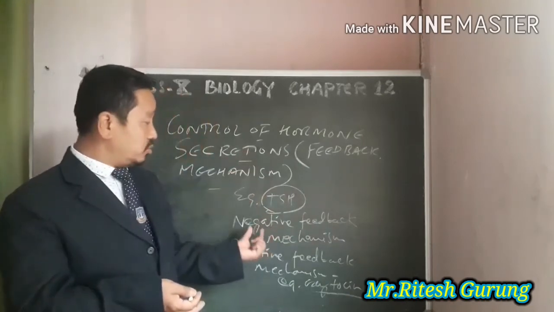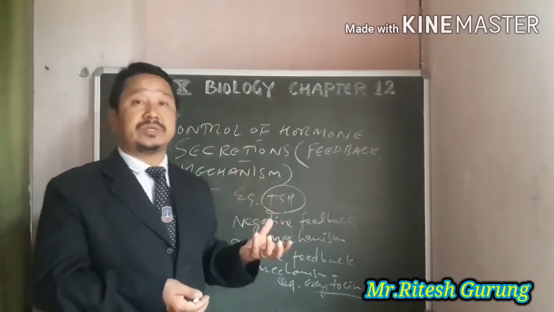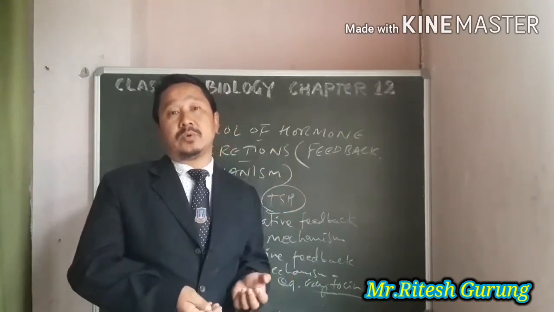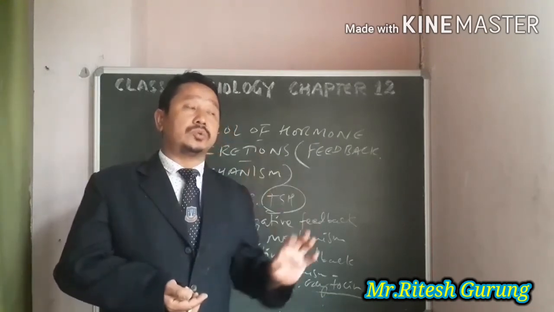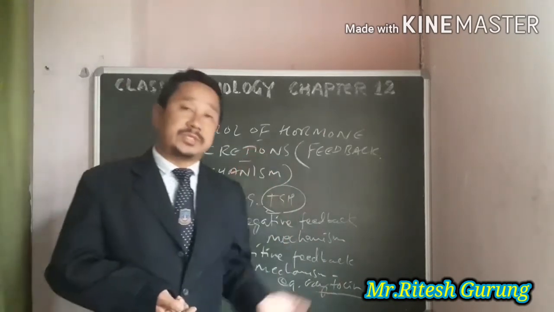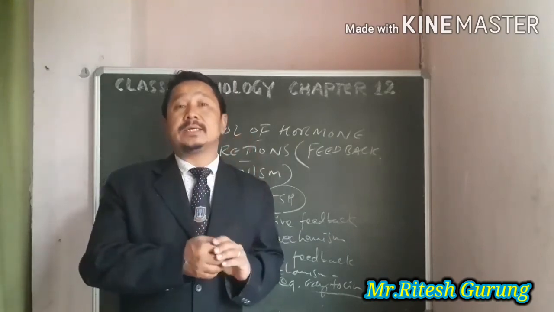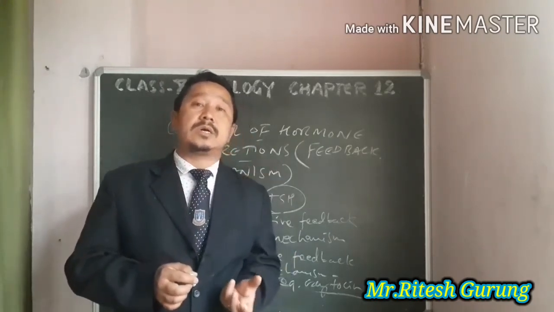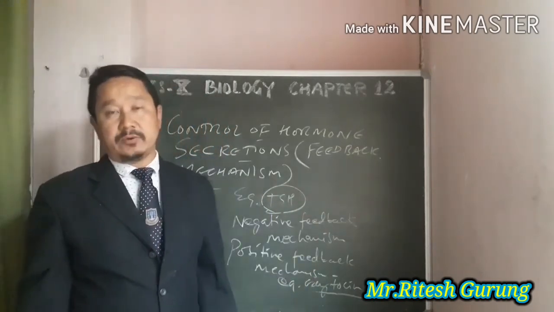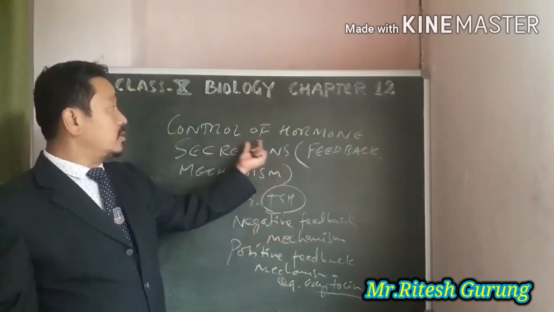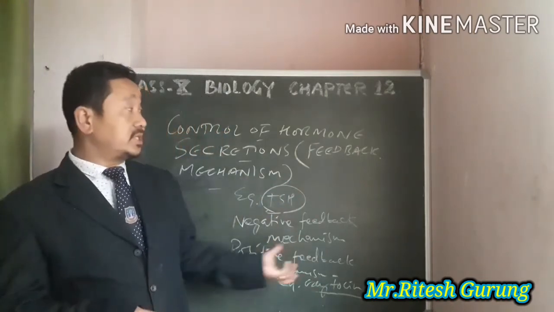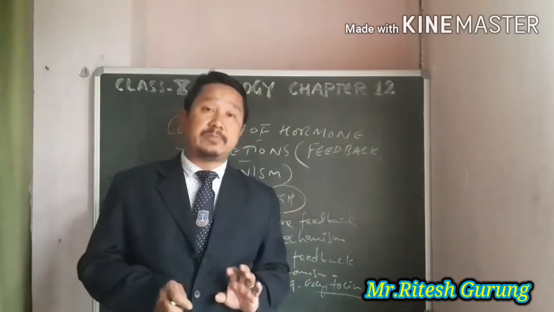But in other cases, as I've told you, in the case of thyroid stimulating hormone, if it is increasing the secretion of thyroxine hormone, the message comes to decrease the secretion of thyroxine hormone, so that the body can regain the normalcy. Otherwise, the body keeps functioning abnormally. So this system is called control of hormone secretions or feedback mechanism, which is also there in your syllabus.